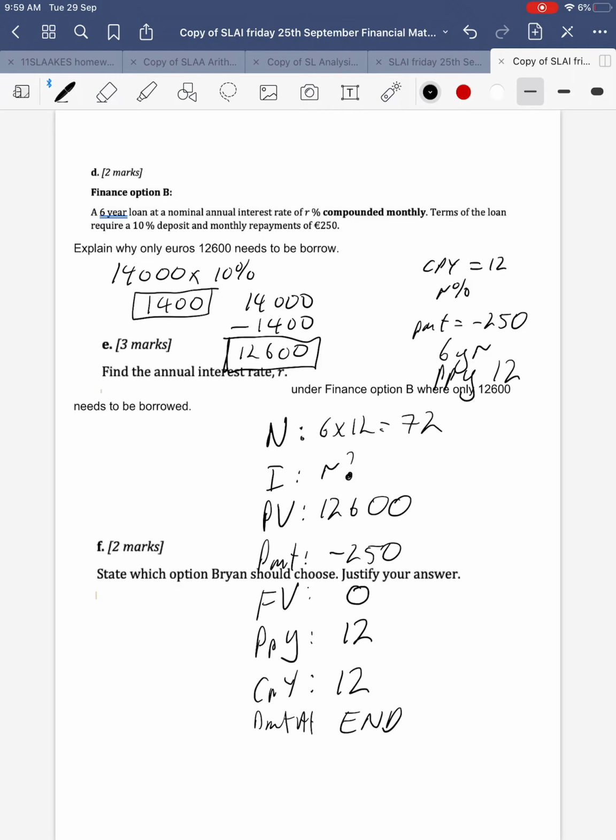Menu, finance solver, and let's type all the numbers in. 72 for N. R is what we're trying to find. Present value is 12,600. Remember, positive because we're borrowing that. Payment is minus 250. Final value is 0. And now CPY and PPY are both 12. Remember, they don't always have to be the same number, but certainly for these questions they are. Then we solve for the interest rate R, and when I solve that, I get R equals 12.56%.